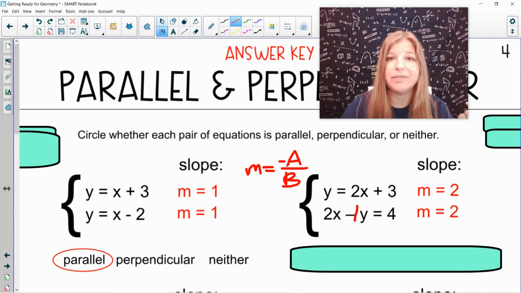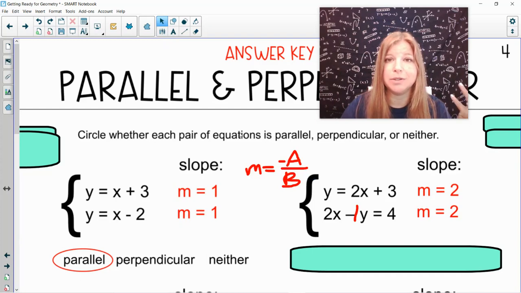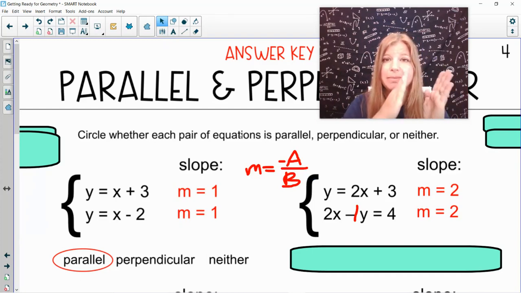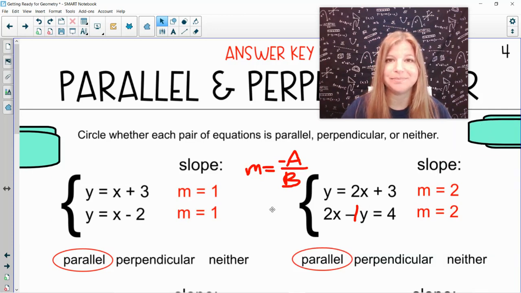And that's how you get positive 2. And if these two equations both have a slope of positive 2, parallel lines have the same slope, and so that would mean that these two equations are parallel to each other. Excellent.